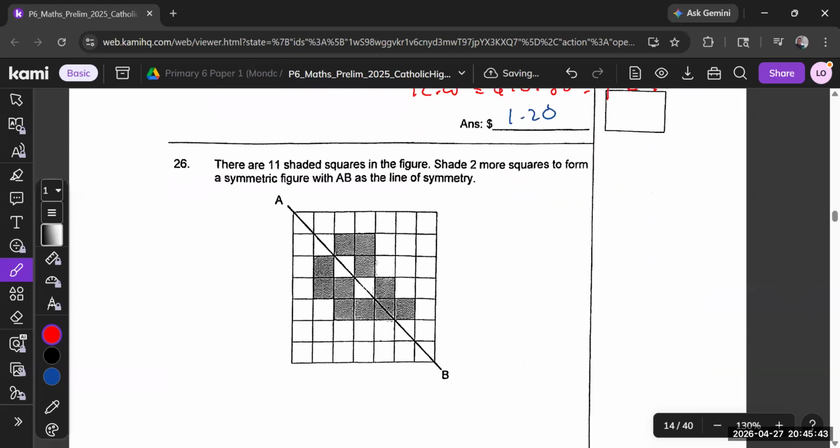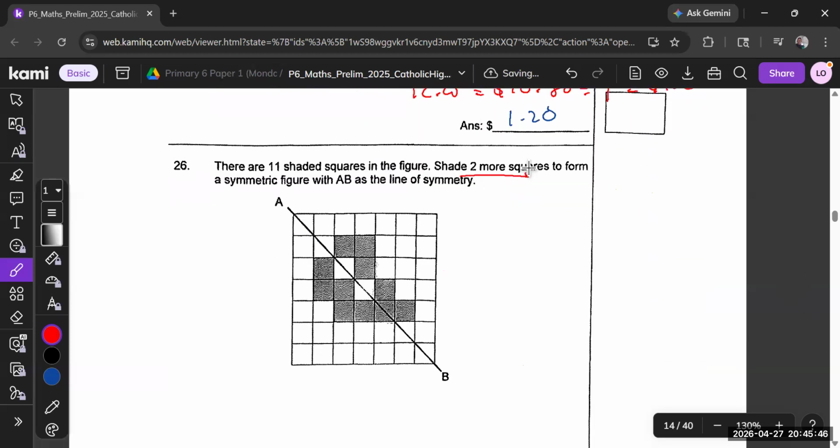Question 26. Shade 2 more squares to form a symmetric figure. Turn the paper so that the line of symmetry is vertical, then easier to see. Left and right got squares, left and right got squares, left and right got squares, but here no square. So you must color. Left and right got squares, left and right got triangles. Right got square, left no square. So this is the other square to be shaded. Yep. Okay. Let's go to the next one.